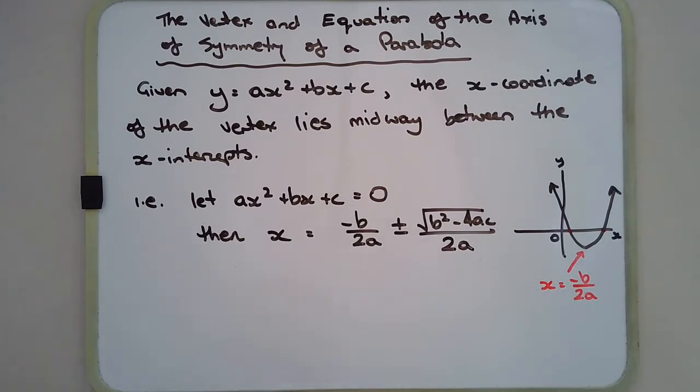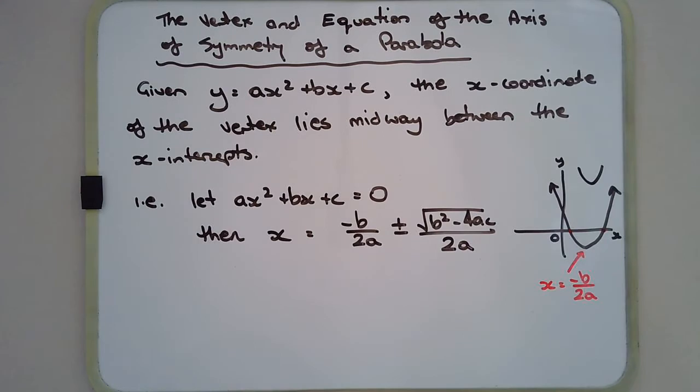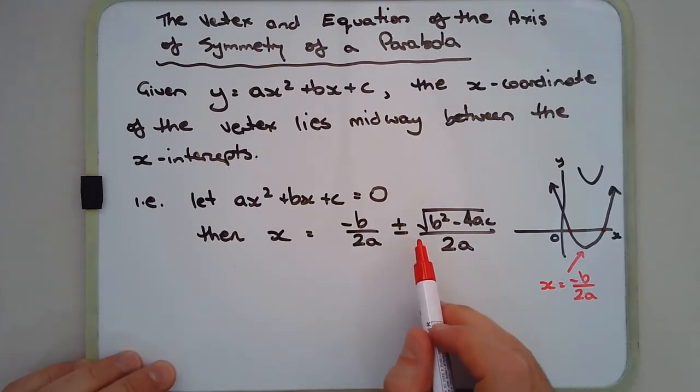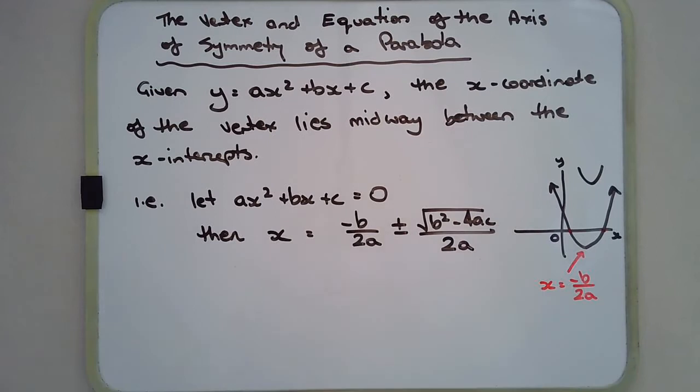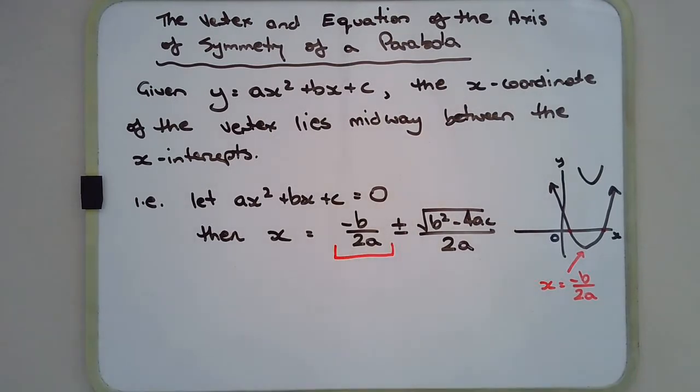Now you might be thinking, well, that's great if I can find the x-intercepts, but what if I can't? Let's say the parabola doesn't even intersect with the x-axis, so it could be a parabola that does that. Does it still work? Well, yes, it does. The part of the quadratic formula that we're interested in is not the plus or minus bit, the part that comes after the negative b on 2a. It's actually this bit. That's the important bit.